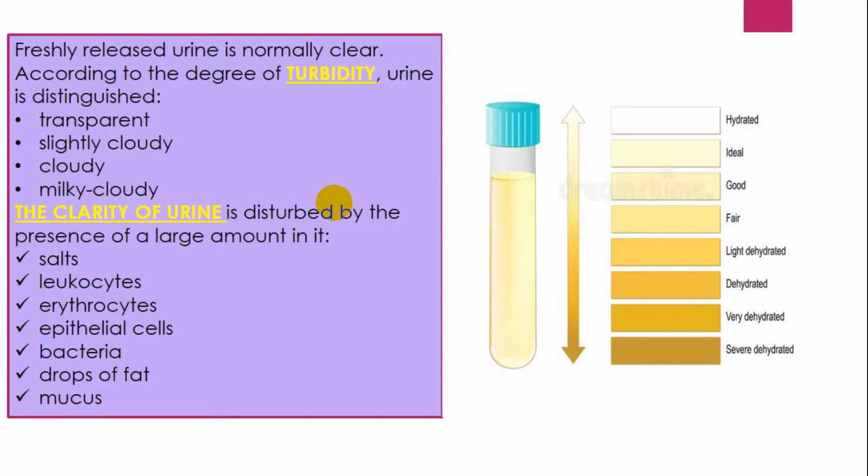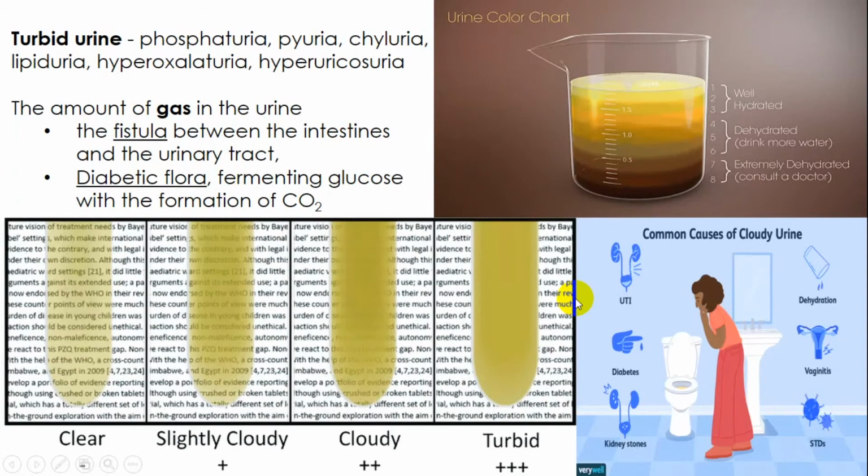The next situation you should know about is turbidity of the urine. According to the degree of turbidity, urine can be distinguished as transparent, slightly cloudy, cloudy, and milky cloudy. Freshly released urine is normally clear. The clarity of urine is disturbed by the presence of a large amount of such substances as salts, drops of fat, mucus. Also, it may be leukocytes, erythrocytes, and epithelial cells. Here you can see the gradation of turbidity of the urine.